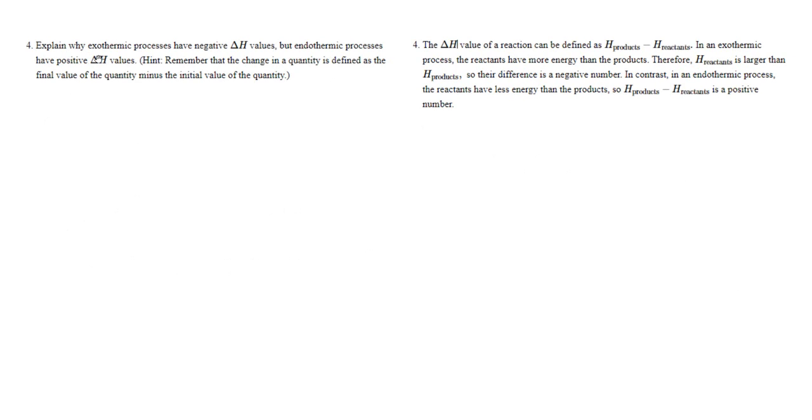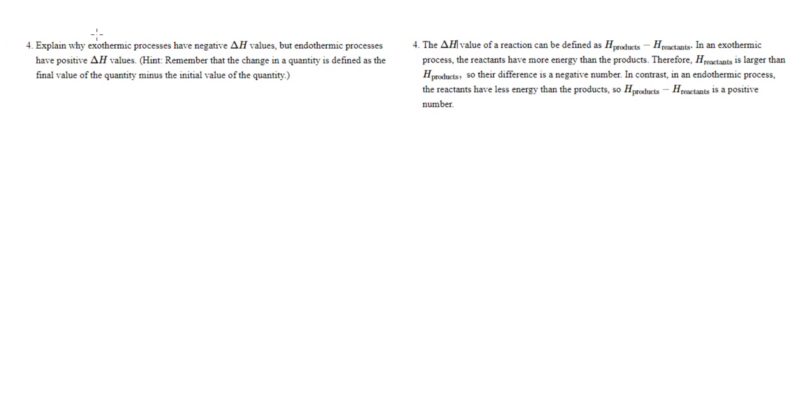All right, question 4. Explain why exothermic processes have negative delta H values, but endothermic processes have positive delta H values. Hint, remember that the change in a quantity is defined as the final value of the quantity minus the initial value. Over here is the textbook answer. I'm going to give you my version.